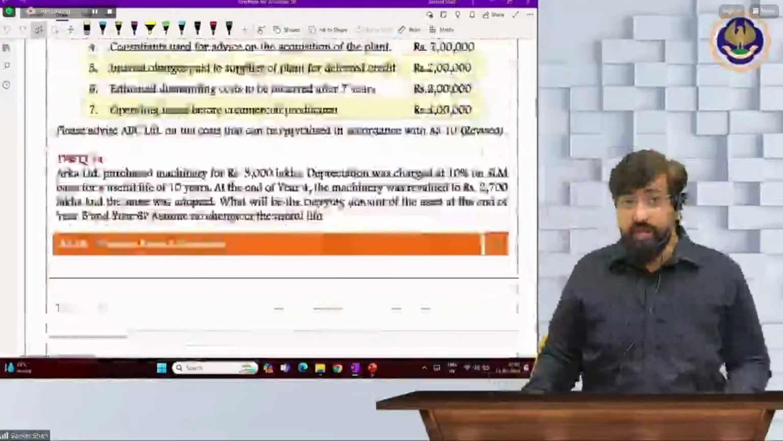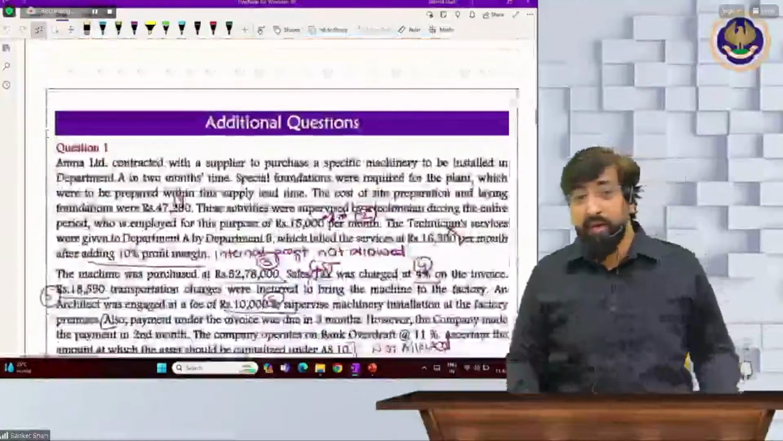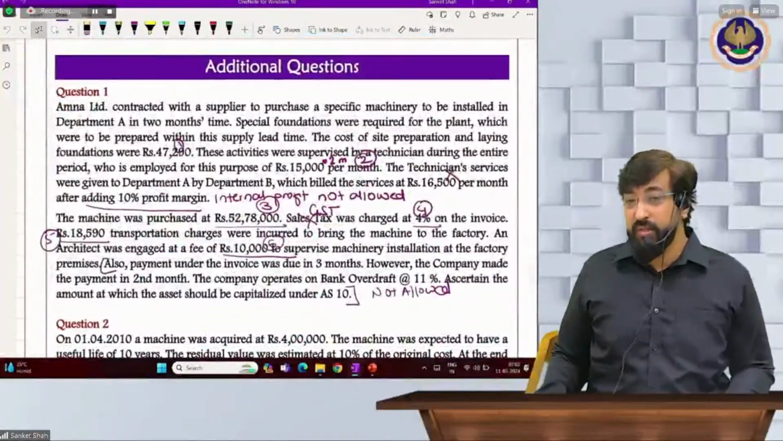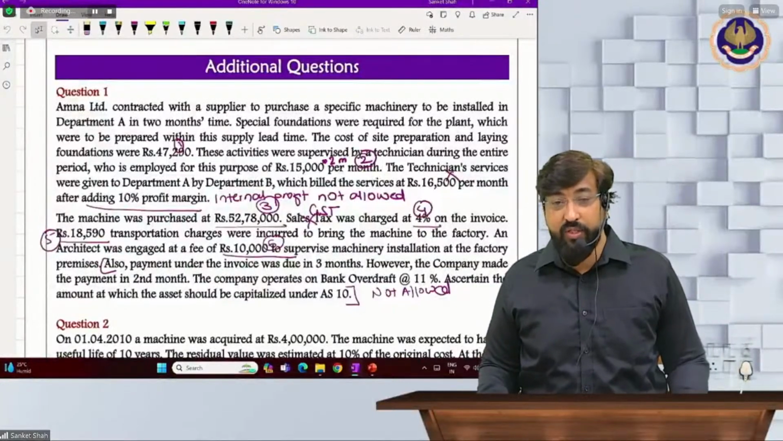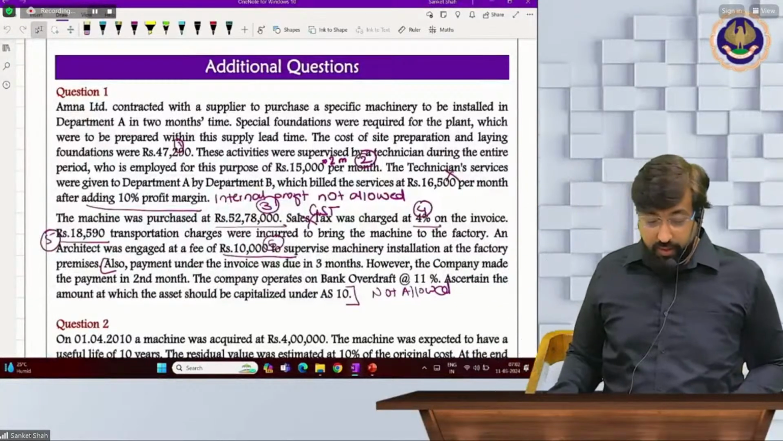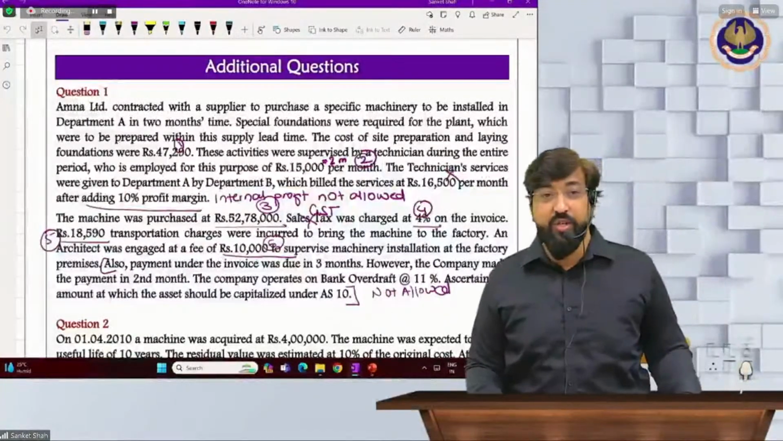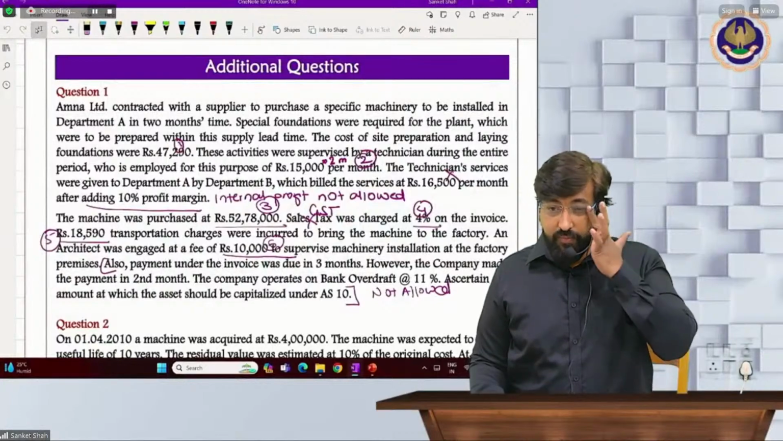So today we are going to start with the question answer session. You are already aware that in the study material you have different types of questions. Today we'll see some additional questions which are not in your study material. So let's start with question number 1 and let's do the summary also. First additional question.